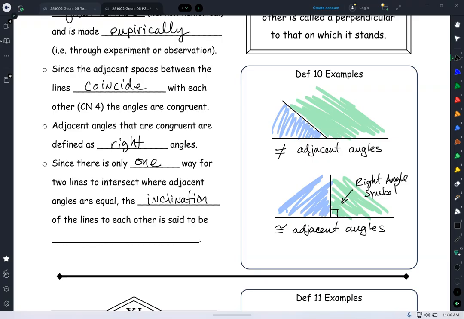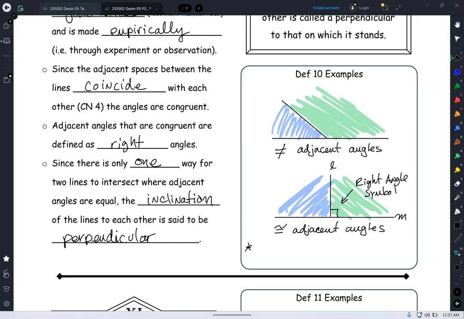And so that particular inclination, which is the way that these two lines sit in relationship to each other, is said to be this word, perpendicular. I'm going to expect you to know this word and use it all the time. So let's just label our lines with little lowercase letters. We'll call this line L and this line M.